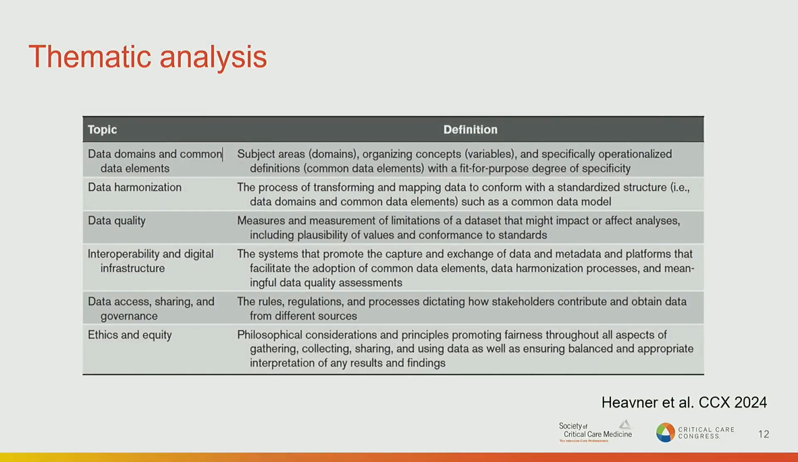So I want to talk about this thematic analysis. From the 322 to the 24, there were clearly 6 domains that came out: common data elements, harmonization, quality, infrastructure, governance, and ethics. These were 6 themes that were recurrent, and that were sort of the umbrella under which those guiding principles were put forth.